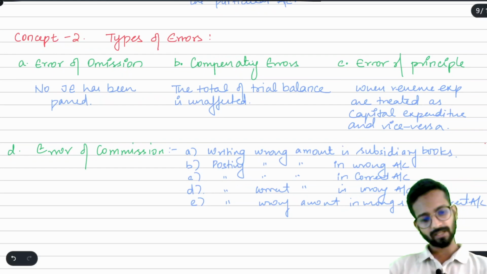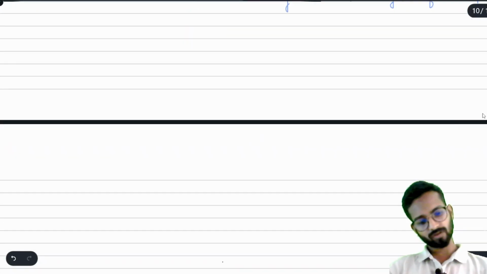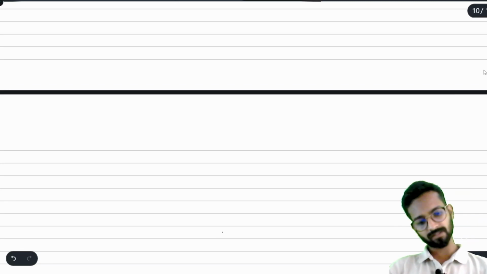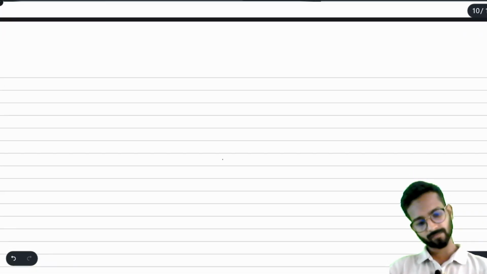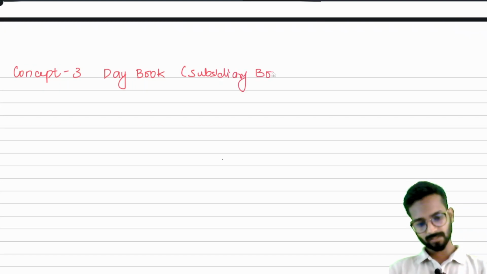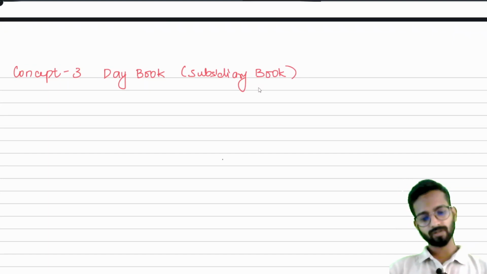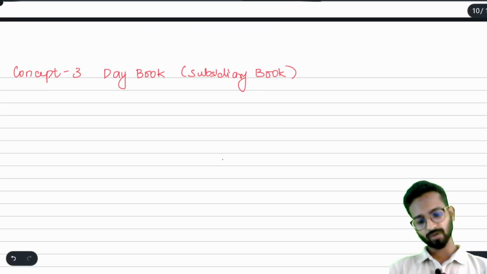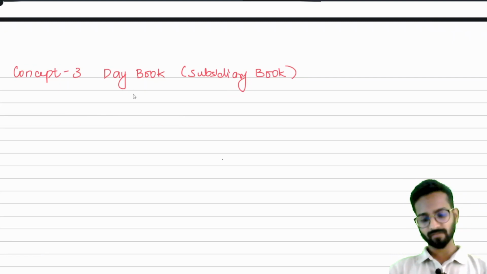Okay, before starting with the capsules, I will give you just a glance of the journal and ledger again, just to revise that. See, concept number 3, that is day book, what we call as subsidiary books. Subsidiary book. Okay, so what does day book say? See, we already know how many day books are there. I am just revising everything.